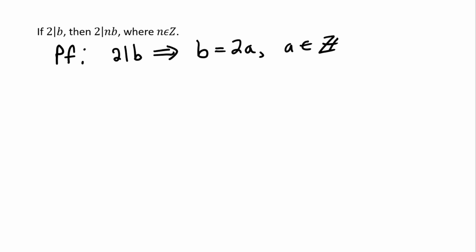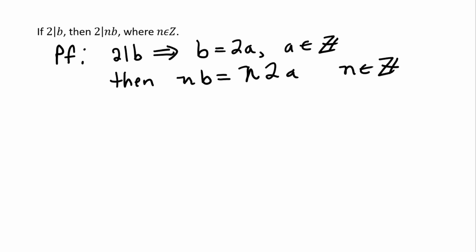I'll write PF to indicate that I'm beginning my proof here, and I'll begin with the premise. 2 divides b tells us definitionally that b is equal to the product of 2 times some a, where a is an integer. Just applied the definition. Then guess what? We can multiply by n on both sides, so n times b equals n times 2a, for some n, an integer.